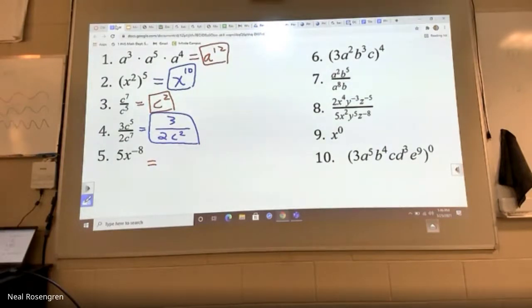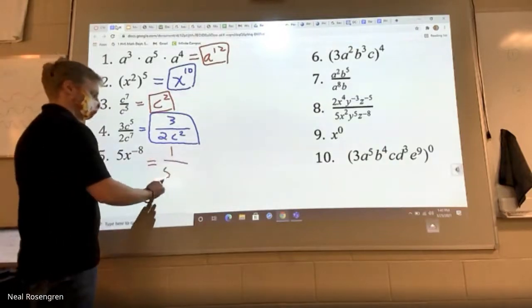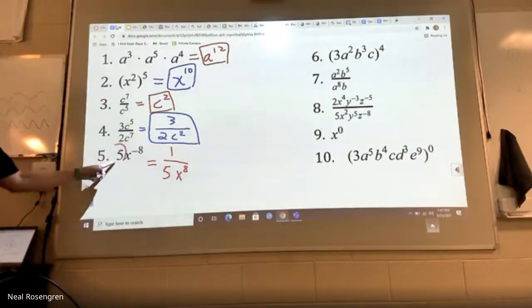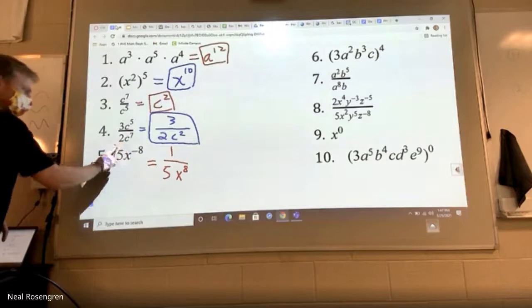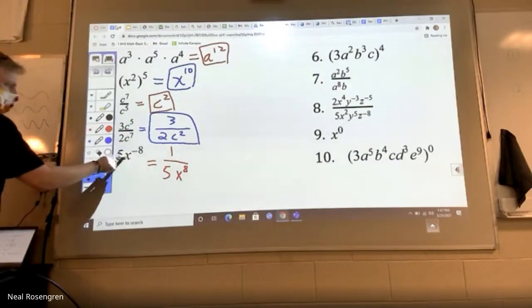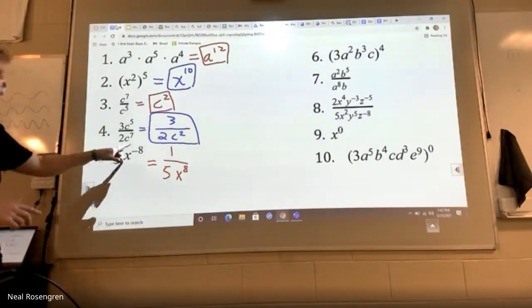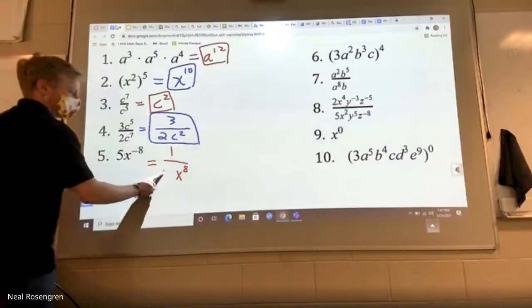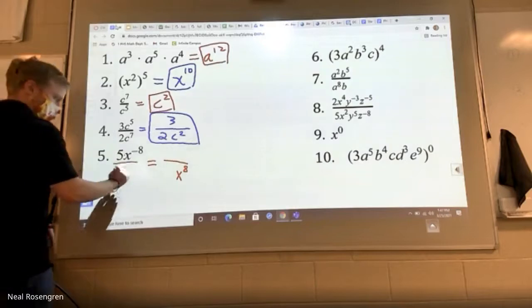Go ahead, Emma. 1 over 5. Here's the only problem with that answer. This 5 and the x that's next to it are kind of separated by the multiplication. And so the only thing that's being raised to the negative power is the x. So in fact, it's just the x, and maybe this will help.